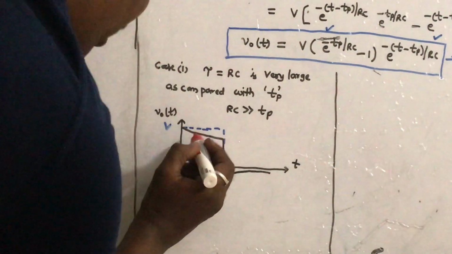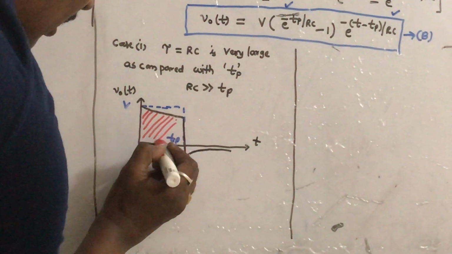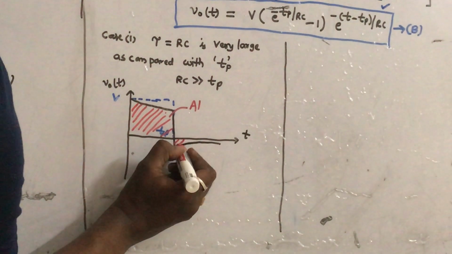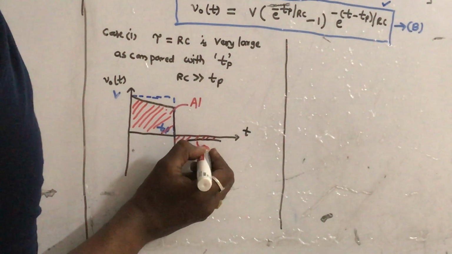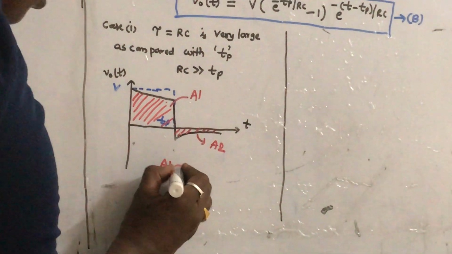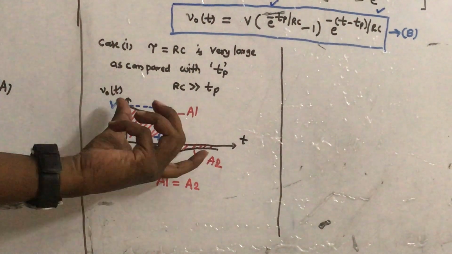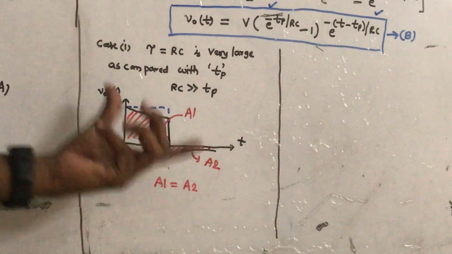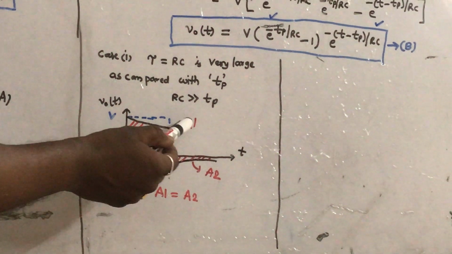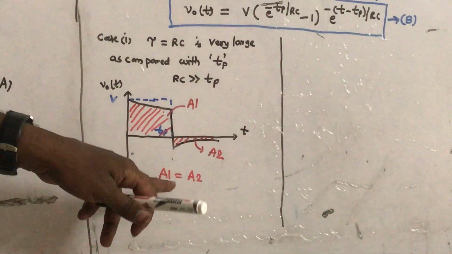One more point you can observe from this diagram is that, let us say the area of this pulse is A1 and the area of this pulse is A2. The area A1 is always equal to A2. Since the capacitor blocks the DC, the average value of this waveform is also always 0. That is a very important point you have to observe. The average value of this waveform is 0, which means the area A1 is always equal to area A2.